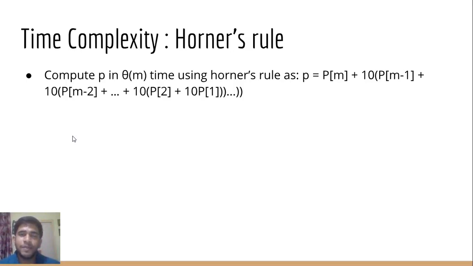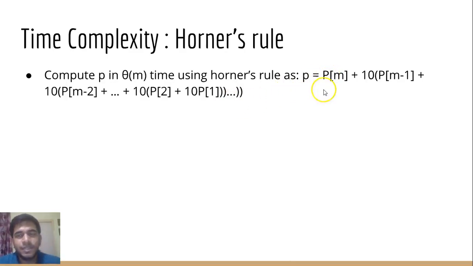Well, if we can compute P in theta m time, and we can actually do that using Horner's rule. Just look at this expression of P. If you look at it closely and expand these brackets, you'll realize that we have written PM here, or the units digit number, plus 10 times the tens digit number, plus 10 into 10, that is 100 times the 100 digit number, and similarly 10 raised to the power m minus 1 times P1. So this is really the decimal equivalent of the string P1 till PM.